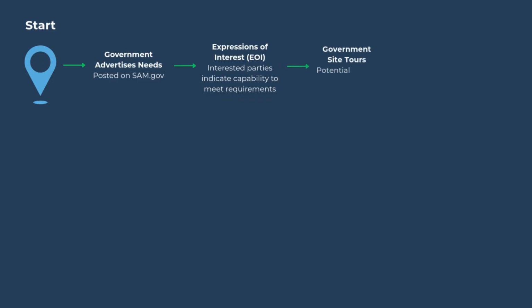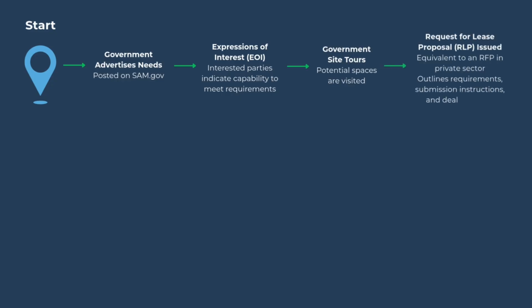From that point, the government may come out and do some tours. And then once the tours are completed, they'll issue what they call the request for lease proposal. Now, in the private sector, you'll generally hear that referred to as an RFP. This is essentially the RFP, but the government calls it a request for lease proposal. That's the true start, I guess, of the procurement process, or at least the heavy lifting start of the procurement process.